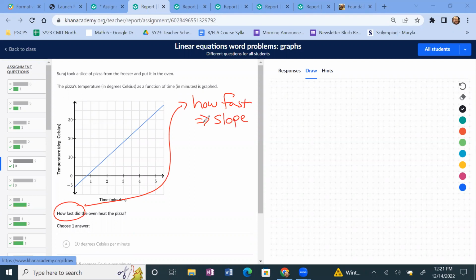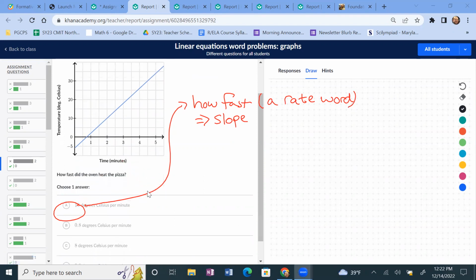All right. So whenever we do the word problem videos, I'm giving you some insight, but I'm giving you something to start a list that you're going to add to. So if you see how fast did something happen, that's going to be slope, how slow as well. In general, we're looking for a rate word, the rate at which something happened, that's a slope. So now you know that we want to find the slope of the line.